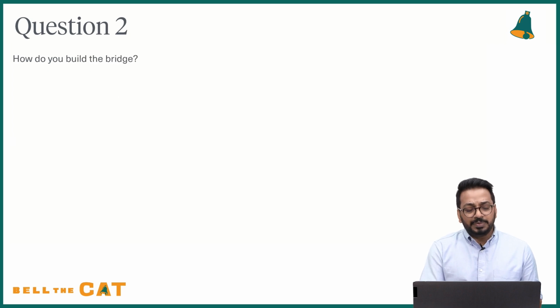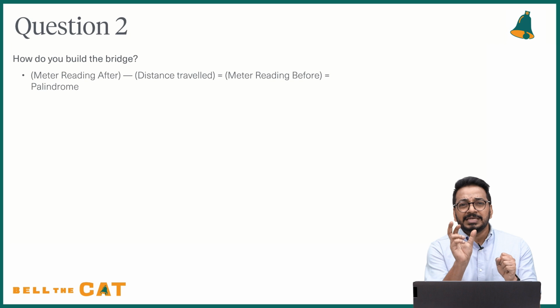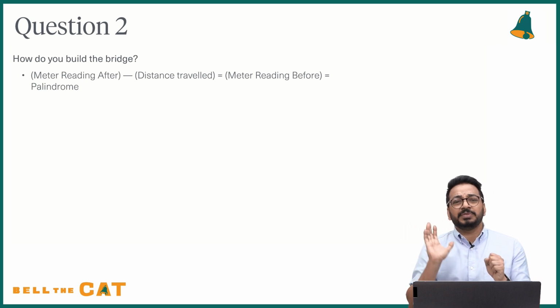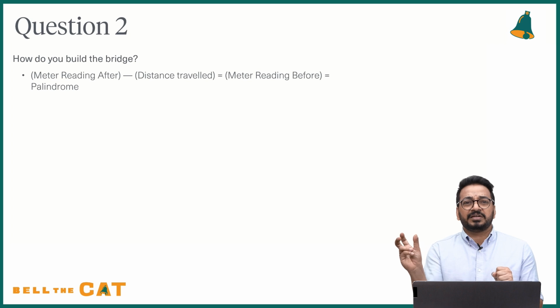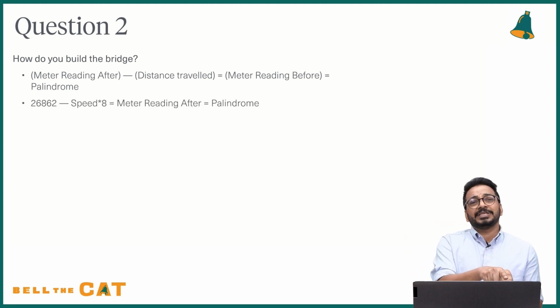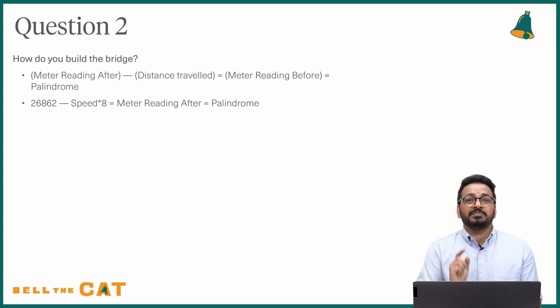Now, how do you build the bridge for this? You know that meter reading after minus distance traveled is equal to meter reading before, right? Now, you know that 26862 is the meter reading after. You don't know the speed, which they're asking you for, but you know the time, 8. So meter reading after minus speed into 8 is equal to meter reading before, which is a palindrome, right?